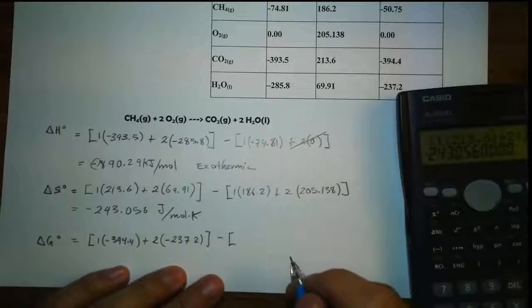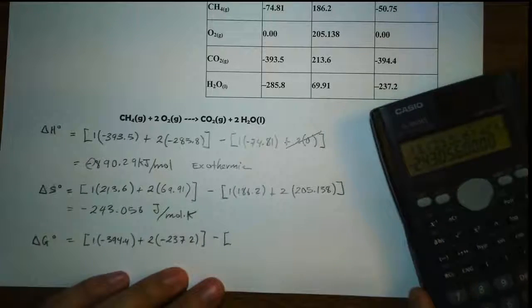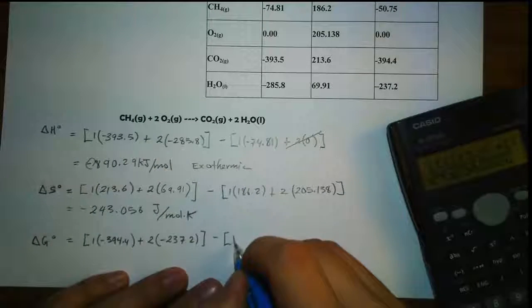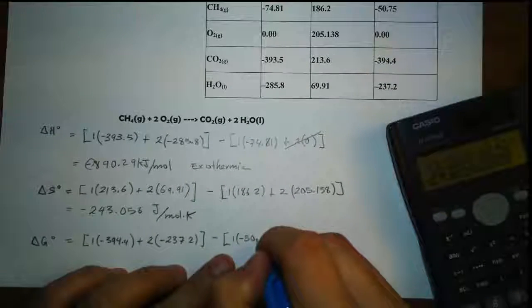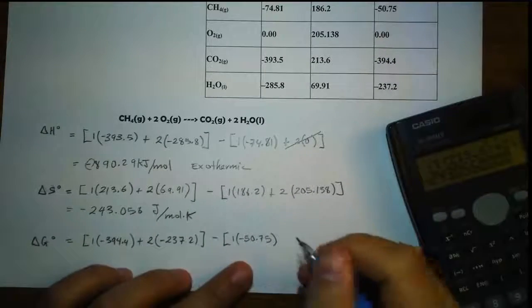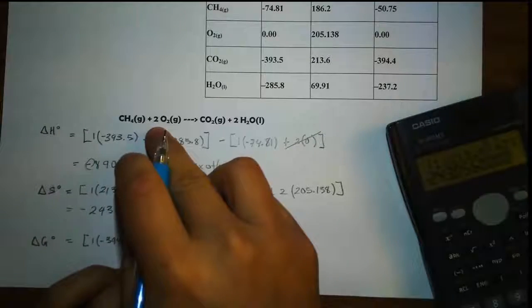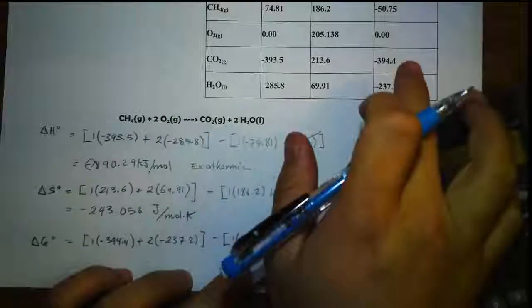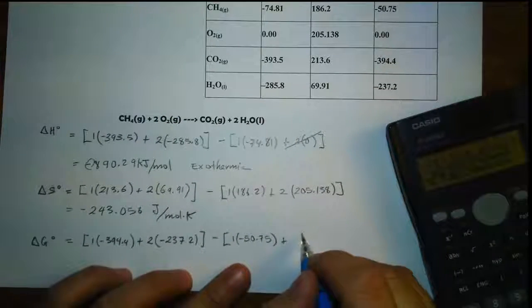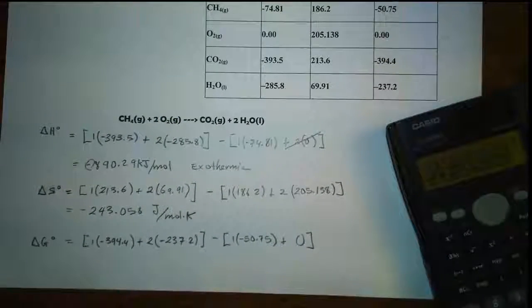We have a bracket right there, which in this case, what do we have? We have 1 mole of methane right there. So what's the value for methane? Negative 50.75. Okay. And then we add the oxygen. I know right away it has to be 0 because it is an element. So we can just ignore that, or put a 0 there.